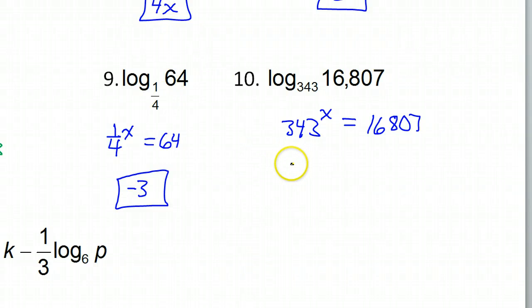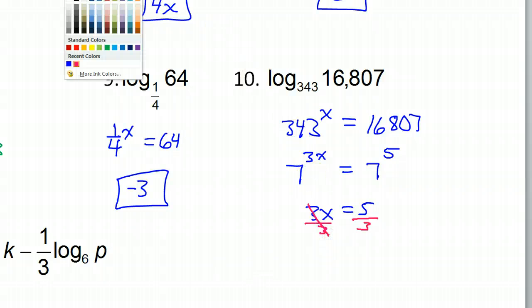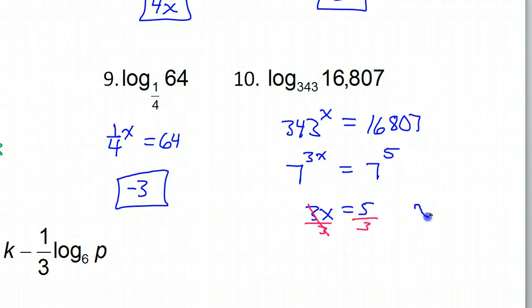Okay, so that means 7 to the third power, and then I'm just going to put that x for the unknown, and then this is 7 to the 5th power. Okay, in this form, logic tells us that these exponents must be the same. If the bases are the same, the powers are the same. So that means 3x must equal 5. And if you divide both sides by that 3, that'll get x by itself. Okay, so x is equal to 5 over 3.